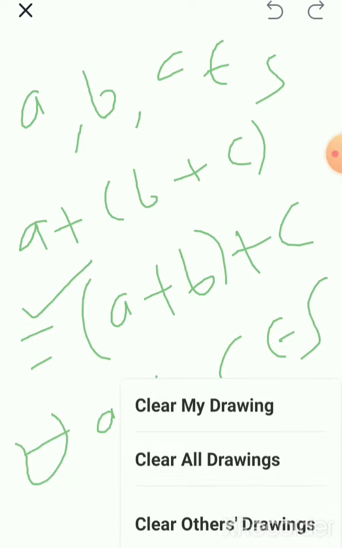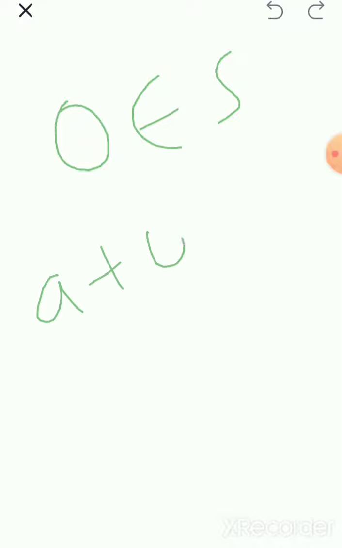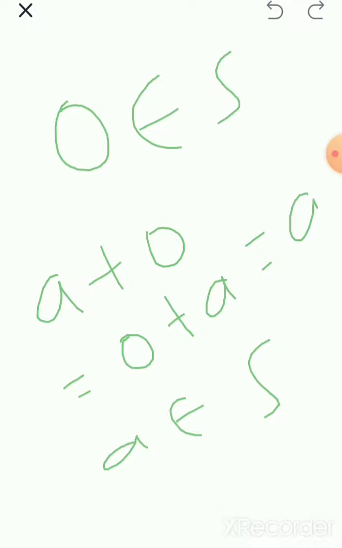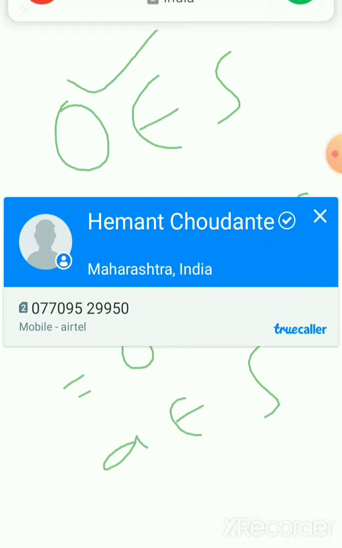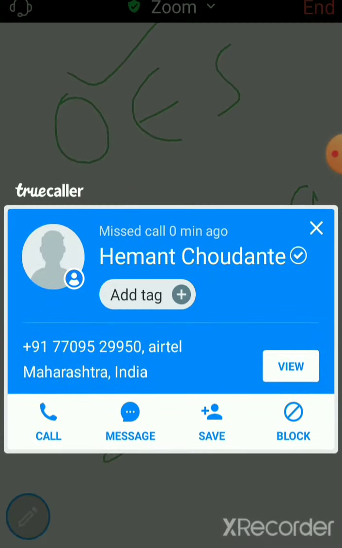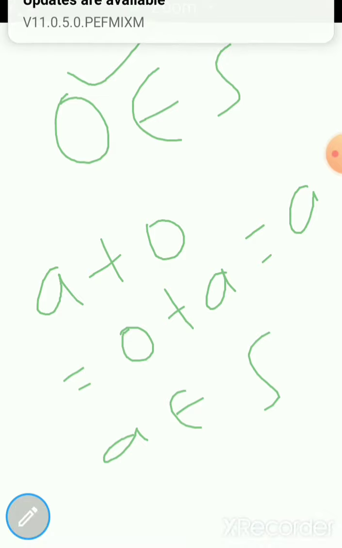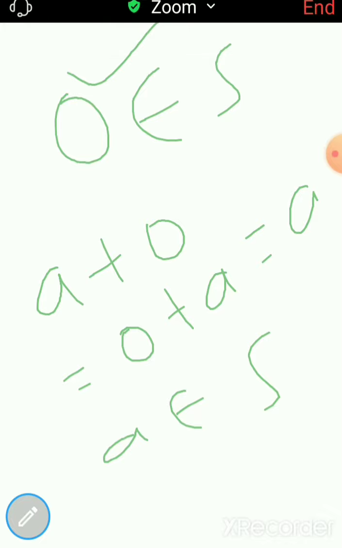Next property, additive identity, that is 0 belongs to S. Then for any A belongs to S, A plus 0 equals 0 plus A equals A. If this happens for any A belongs to S, then we can say that additive identity is there in S.